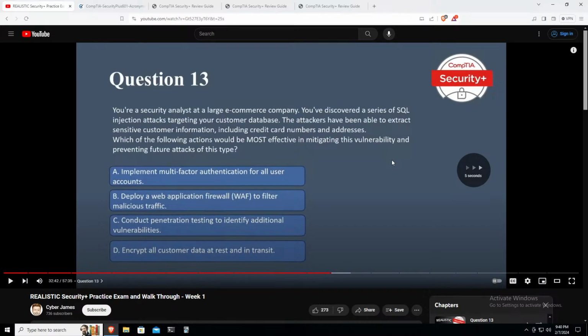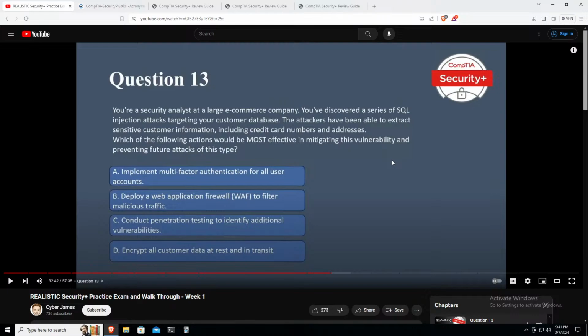Okay, let's move on. You are a security analyst at a large e-commerce company. You discovered a series of SQL injection attacks targeting your customer database. Your attackers have been able to extract sensitive customer information, including credit card numbers and addresses. Which of the following actions would be most effective in mitigating this vulnerability and preventing future attacks of this type?